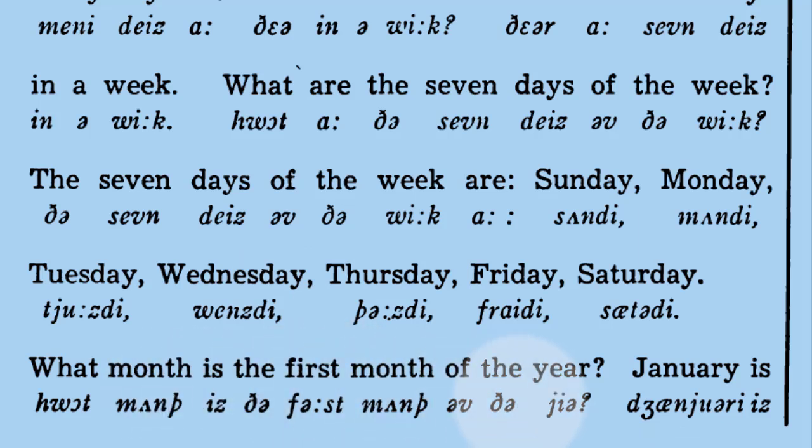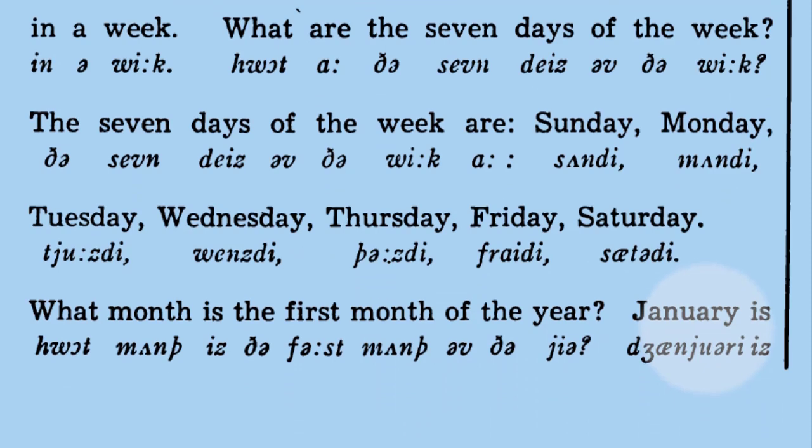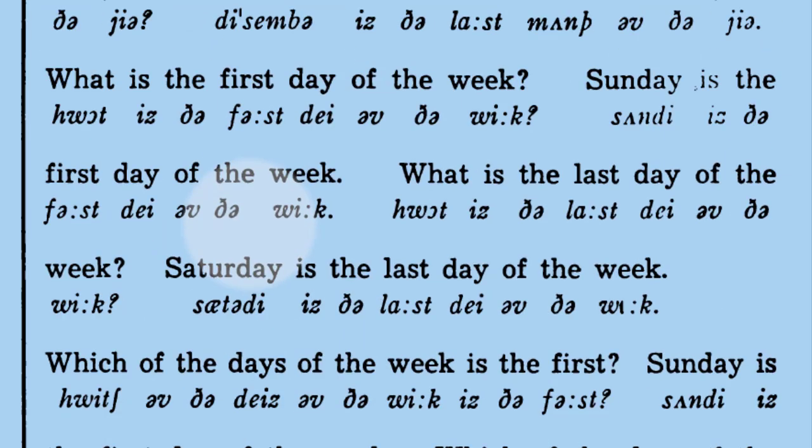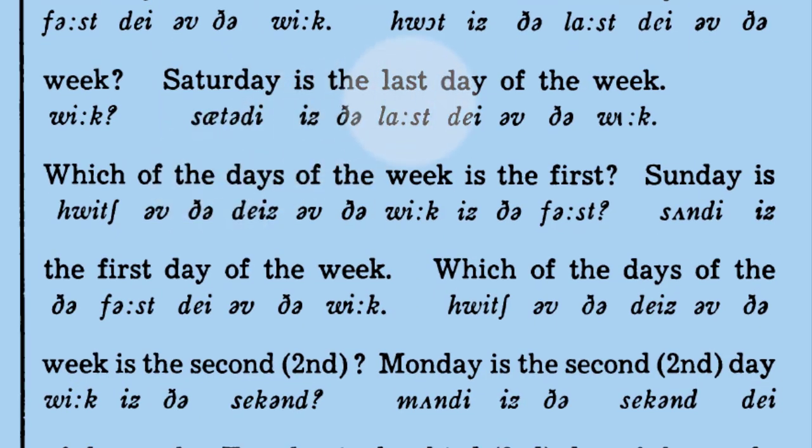What month is the first month of the year? January is the first month of the year. What is the last month of the year? December is the last month of the year. What is the first day of the week? Sunday is the first day of the week. What is the last day of the week? Saturday is the last day of the week.